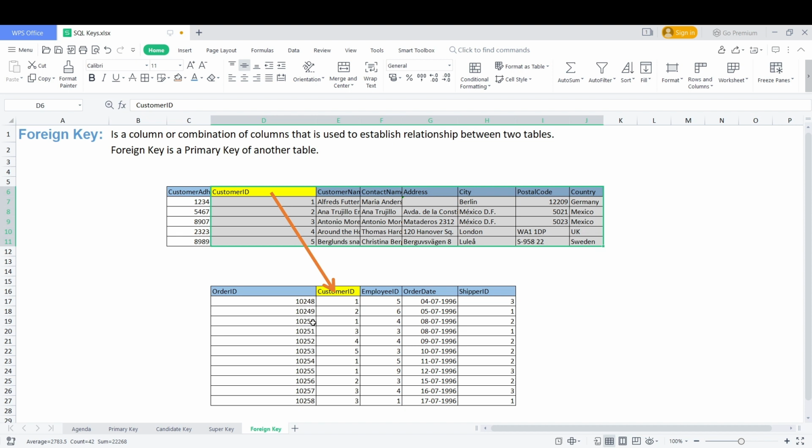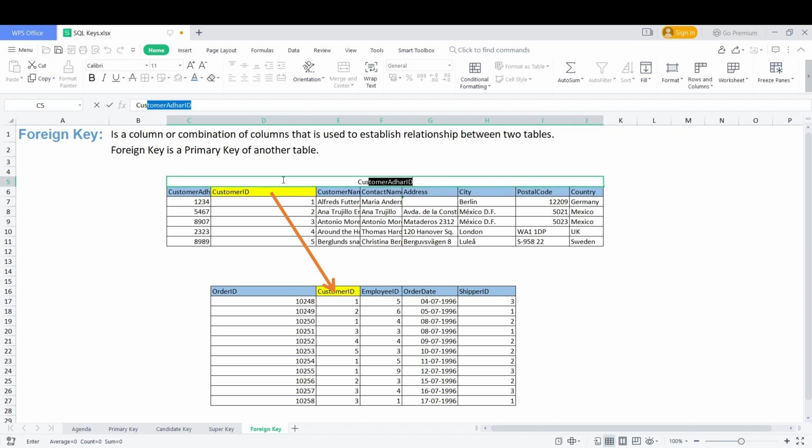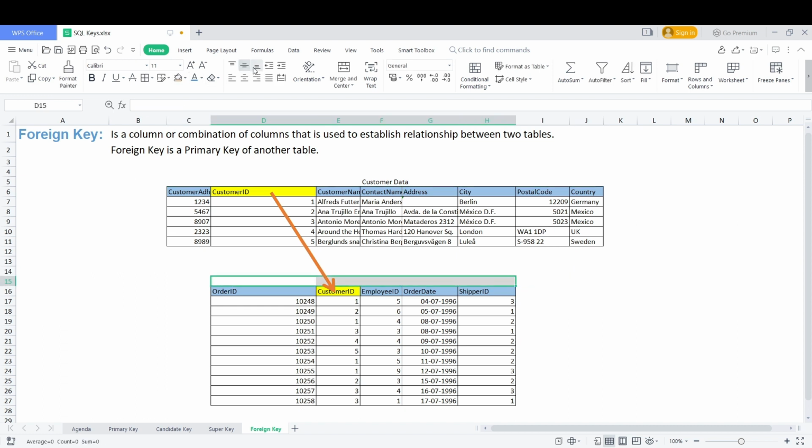That means a customer can place an order, right? Nobody else is going to place an order. Only our customers can place an order. Now, which one is a foreign key? Let me just write it down over here. This is our customer data, and in here we have our order data. Let me write it down as well. So this is our order data.